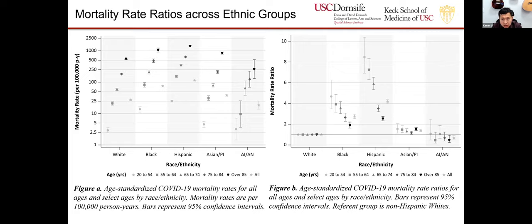So if we look at the mortality rate ratio on the right-hand side, we can see those age-standardized COVID-19 mortality rate ratios using non-Hispanic whites as a reference. We can clearly see that some of the ethnicity or race groups have higher mortality rate ratios than others. So we see a large degree of disparities here in mortality rate ratios. This is what I just mentioned: we want to look at the disparities in the health outcomes.